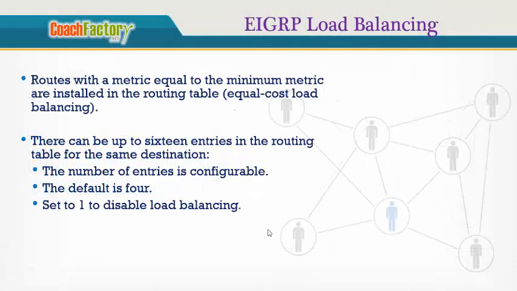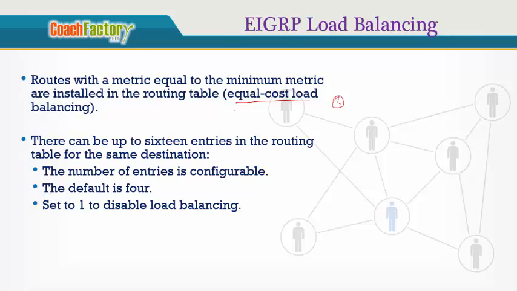So EIGRP, equal cost load balancing. Routes with a metric equal to the minimum metric are installed in the routing table. That is known as what? Equal cost load balancing. There can be up to 16 entries in the routing table for the same destination. Means if we have multiple connections between two routers and all those connections have the same metric, then it is called equal cost load balancing.